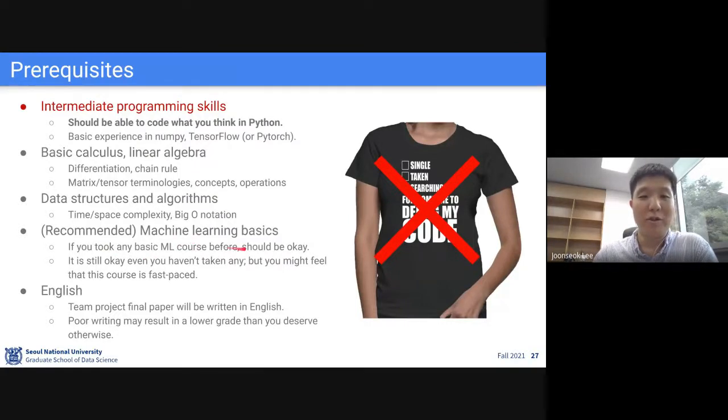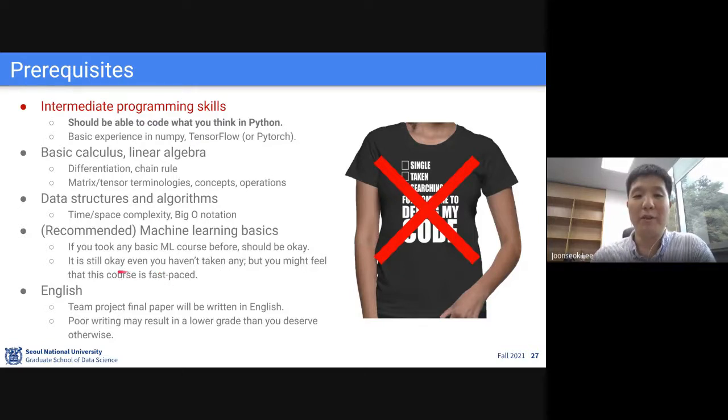Machine learning basics are recommended. If you have taken a very beginner level machine learning class before, this should be okay. But if you don't know anything about machine learning and if you are new to computer programming, then this course will be definitely too hard for you.